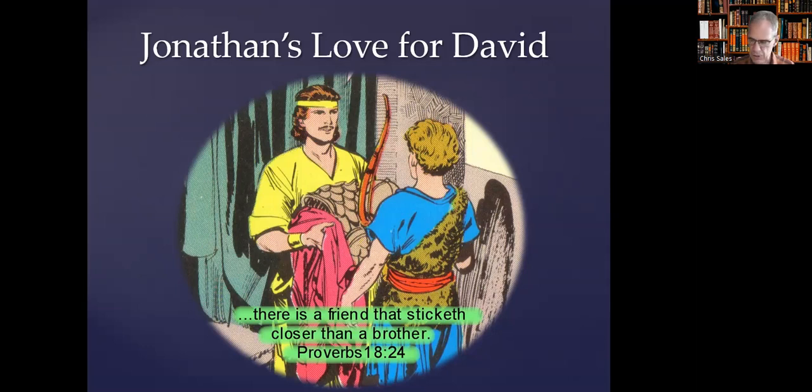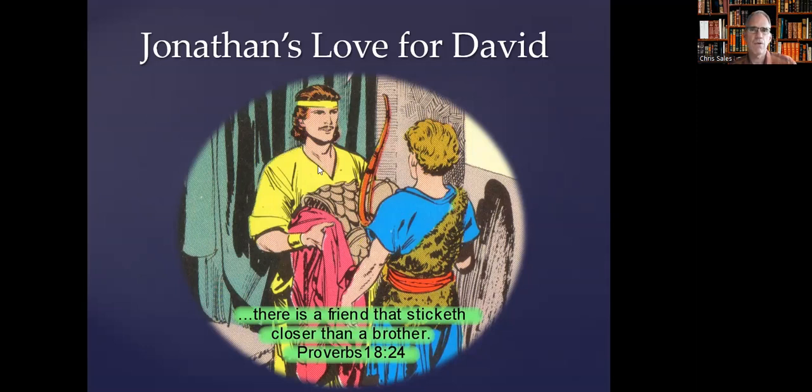Whereas you come over to chapter 18, verse 1, we're going to spend a lot of time here, that the soul of Jonathan was knit to the soul of David. So that's what we're going to explore today. What was it about this relationship that was so special?